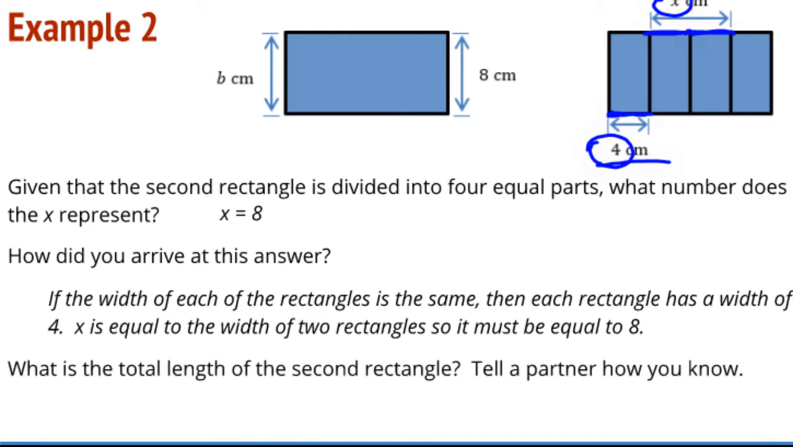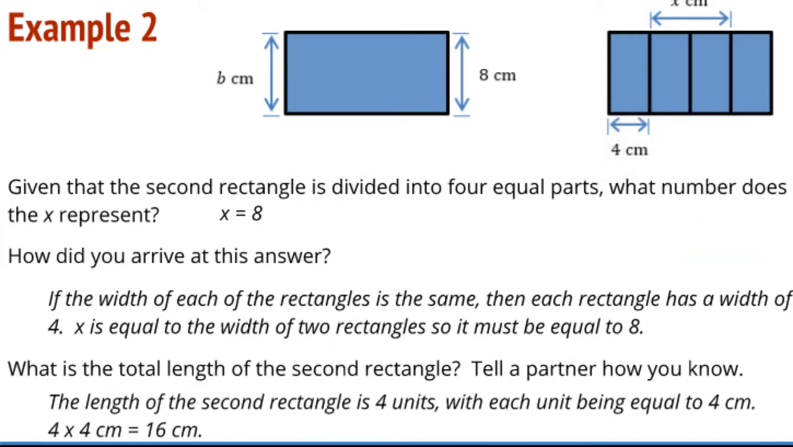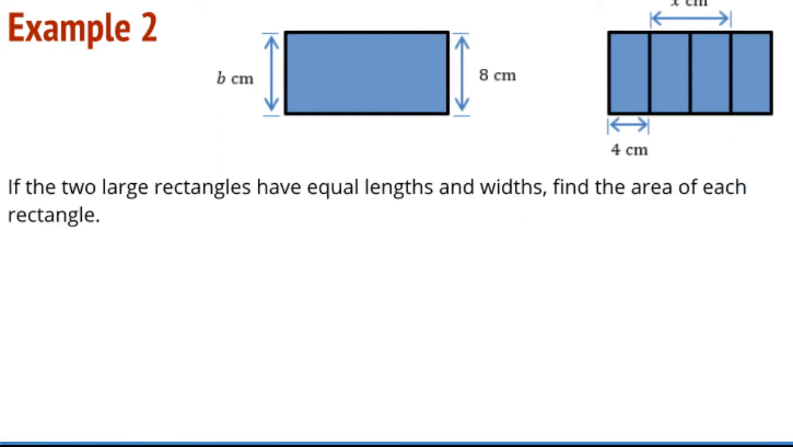So the total length of the second rectangle, well, this is 1 piece, and the total width is 4 times as much. So I could do 4 plus x plus 4 more, which would be 4 plus 8 plus 4. Or I could say that I'm going to do 4 times 4 because there's 4 pieces. But in the end, I'm going to find out that it's 16 centimeters. Lots of different ways to think about this.